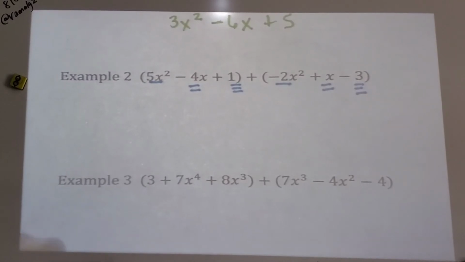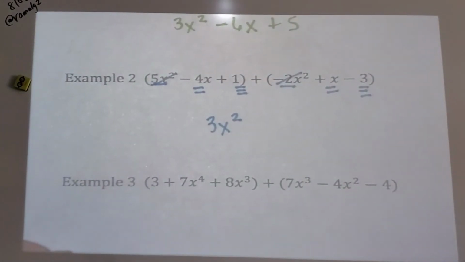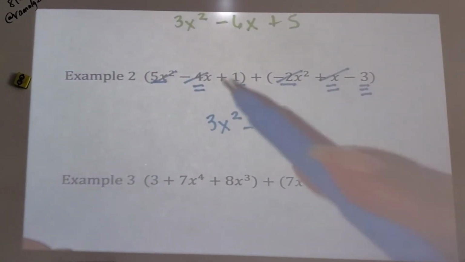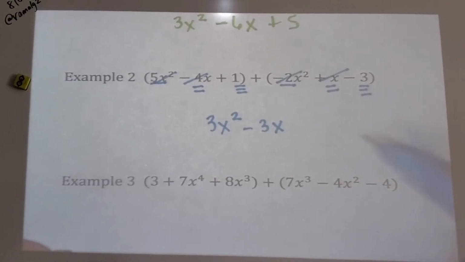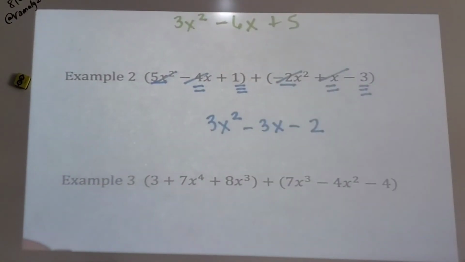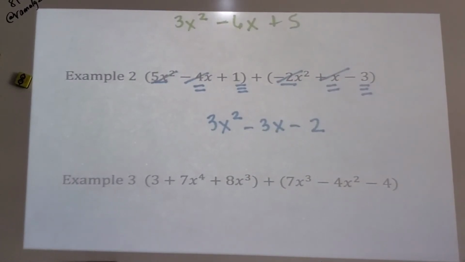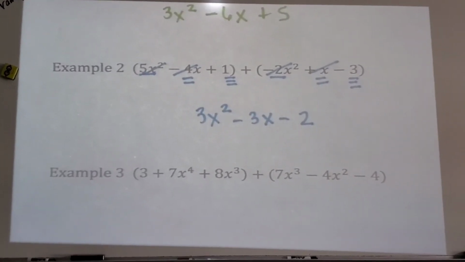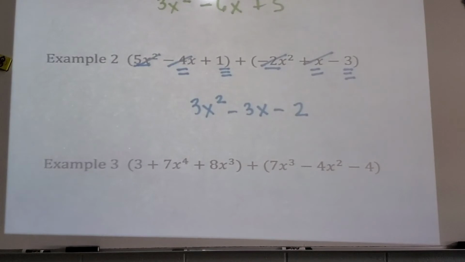Now I'm going to combine these like terms. So 5x squared minus 2x squared gives me 3x squared. Negative 4x plus x gives me a negative 3x. Finally, 1 minus 3 is going to give me a negative 2. So the final answer for example 2 is 3x squared minus 3x minus 2.